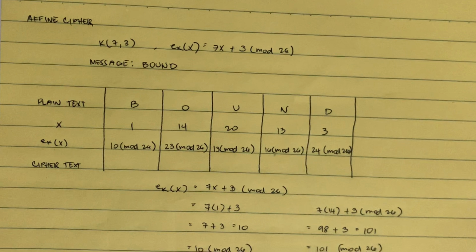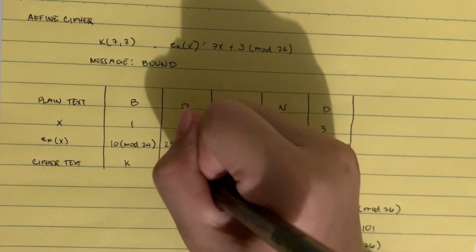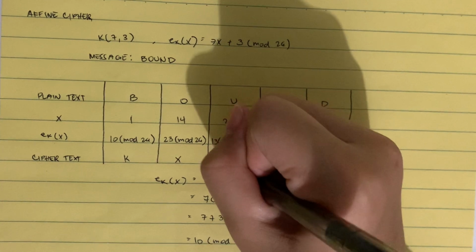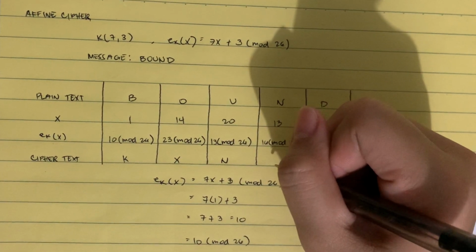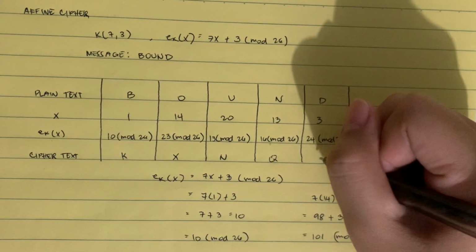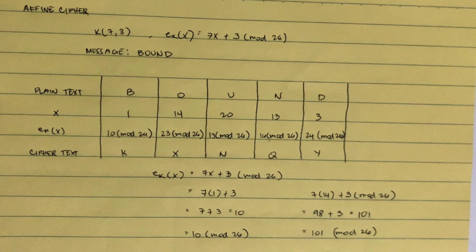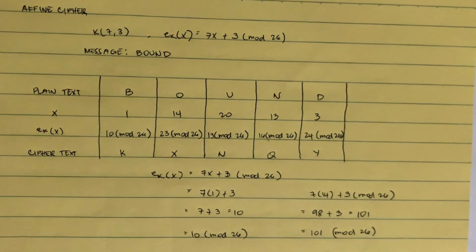After doing so, we will again substitute the numbers into the letters A to Z and generate the ciphertext for each letter. So for B, we have 10 modulo 26. 10 substitutes to the letter K. For the next one, we have 23, which substitutes to the letter X. For the next one, we have 13, which substitutes to the letter N. For the next one, we have 16, which substitutes to the letter Q. And for the next one, we have 24, which substitutes to the letter Y. So we will have our ciphertext for bound as KXNQY.